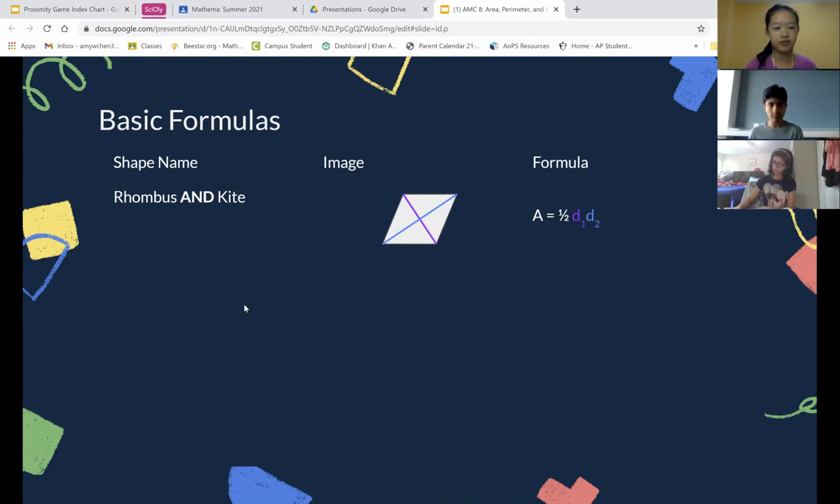A rhombus and a kite have diagonals. So the area of a rhombus or kite is 1/2 times the lengths of both diagonals multiplied together.